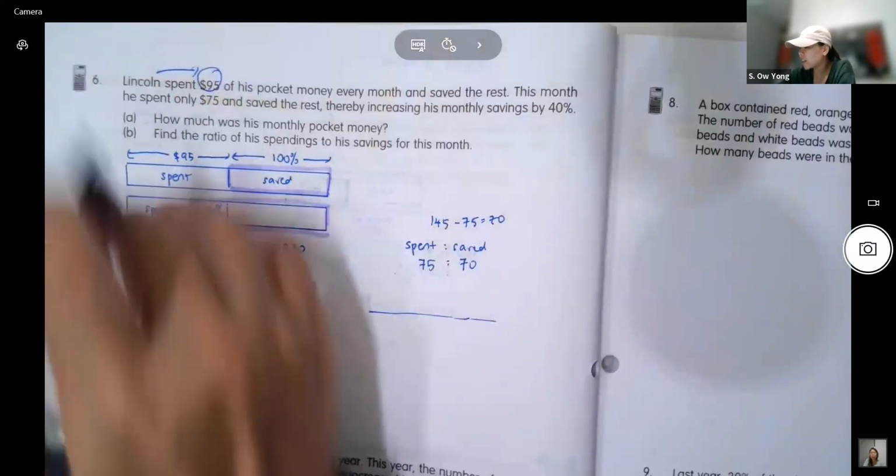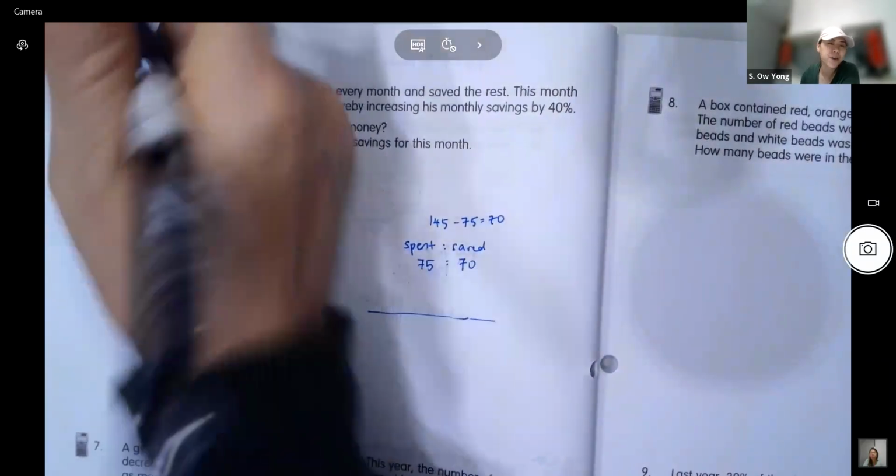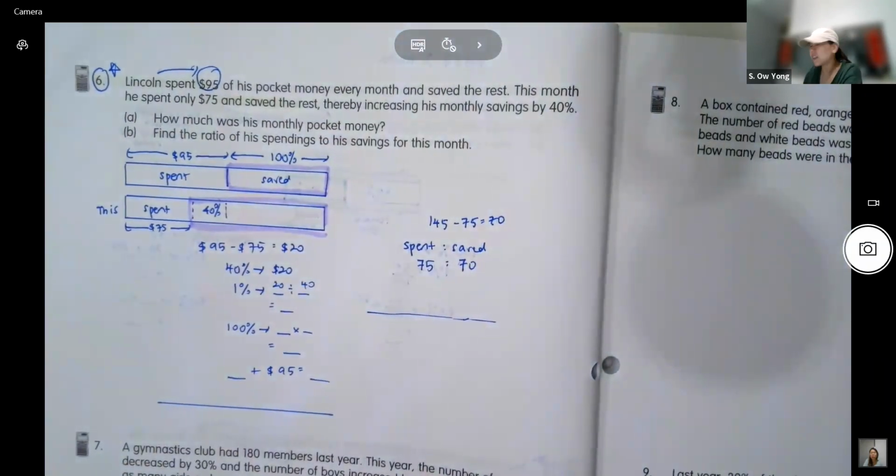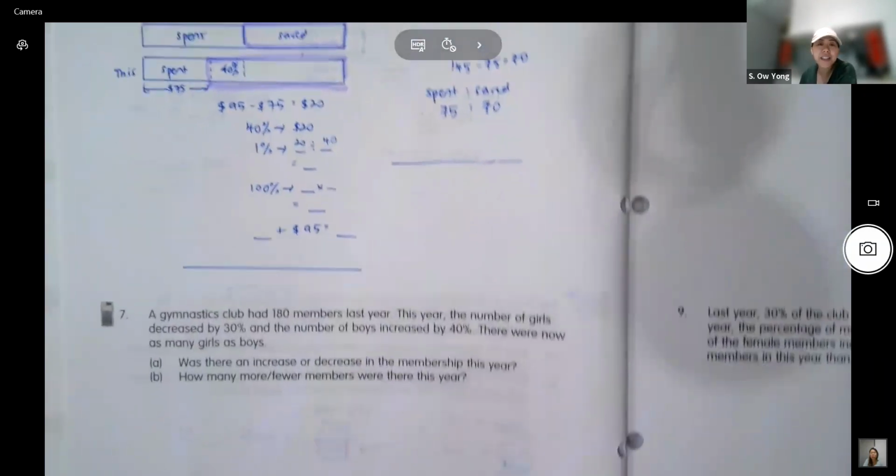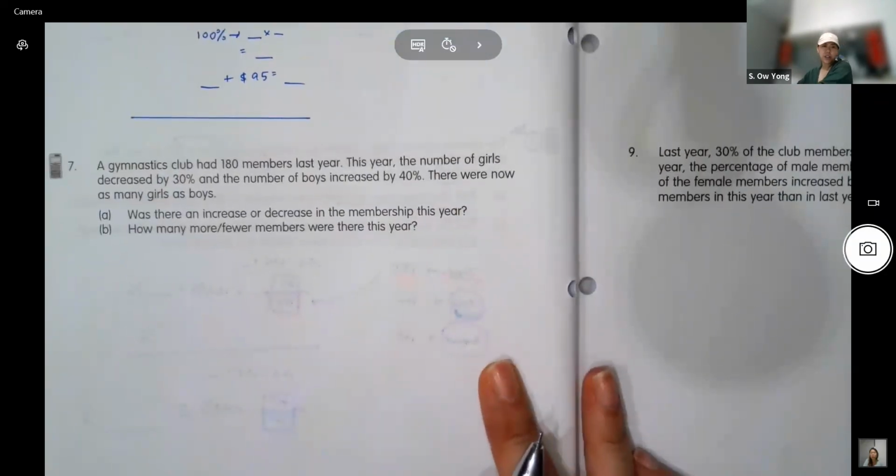This is another star question, or this is the popular PSLE question. Now today, Mrs. Ong go through a lot of this kind of question, or all PSLE question. Now let's take a look at question 7.